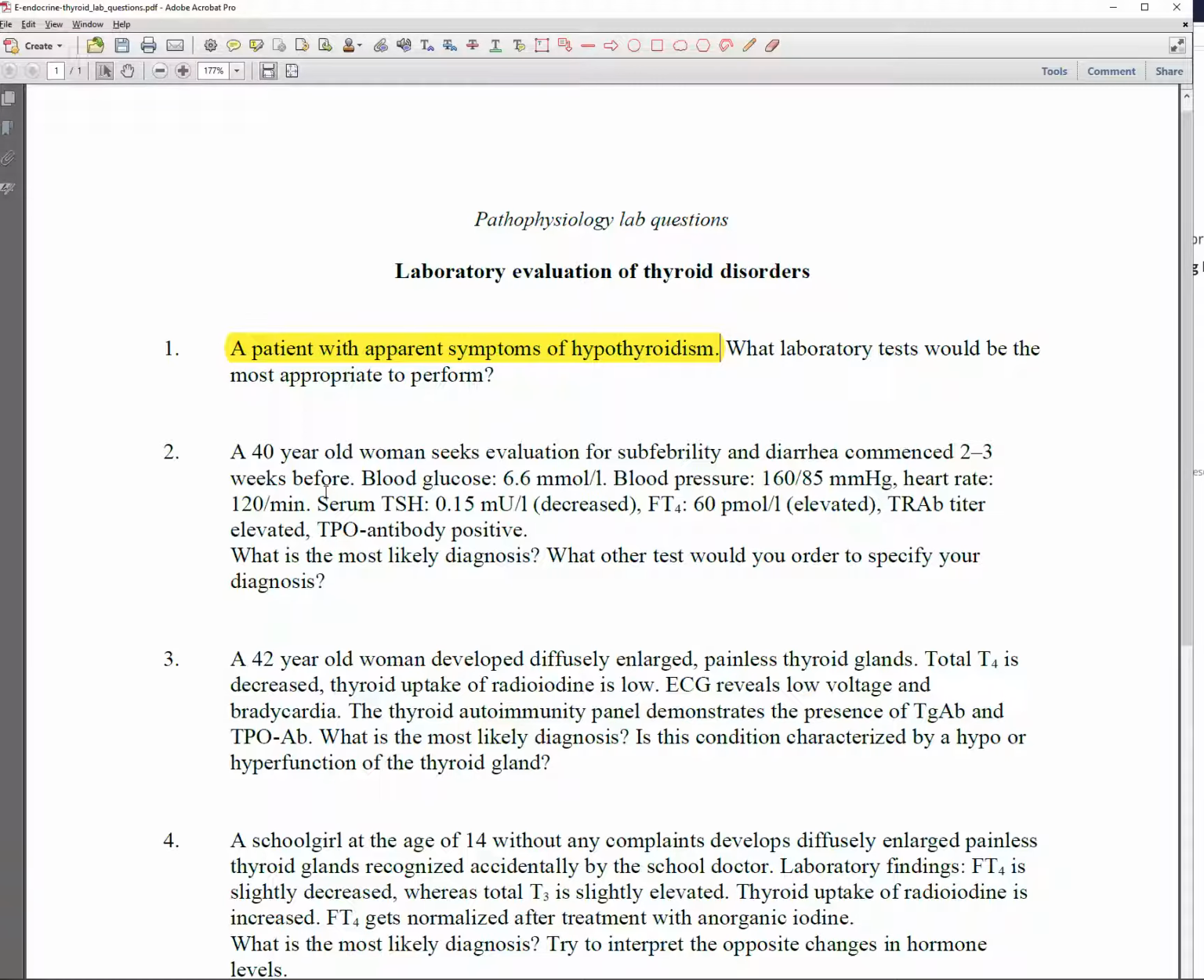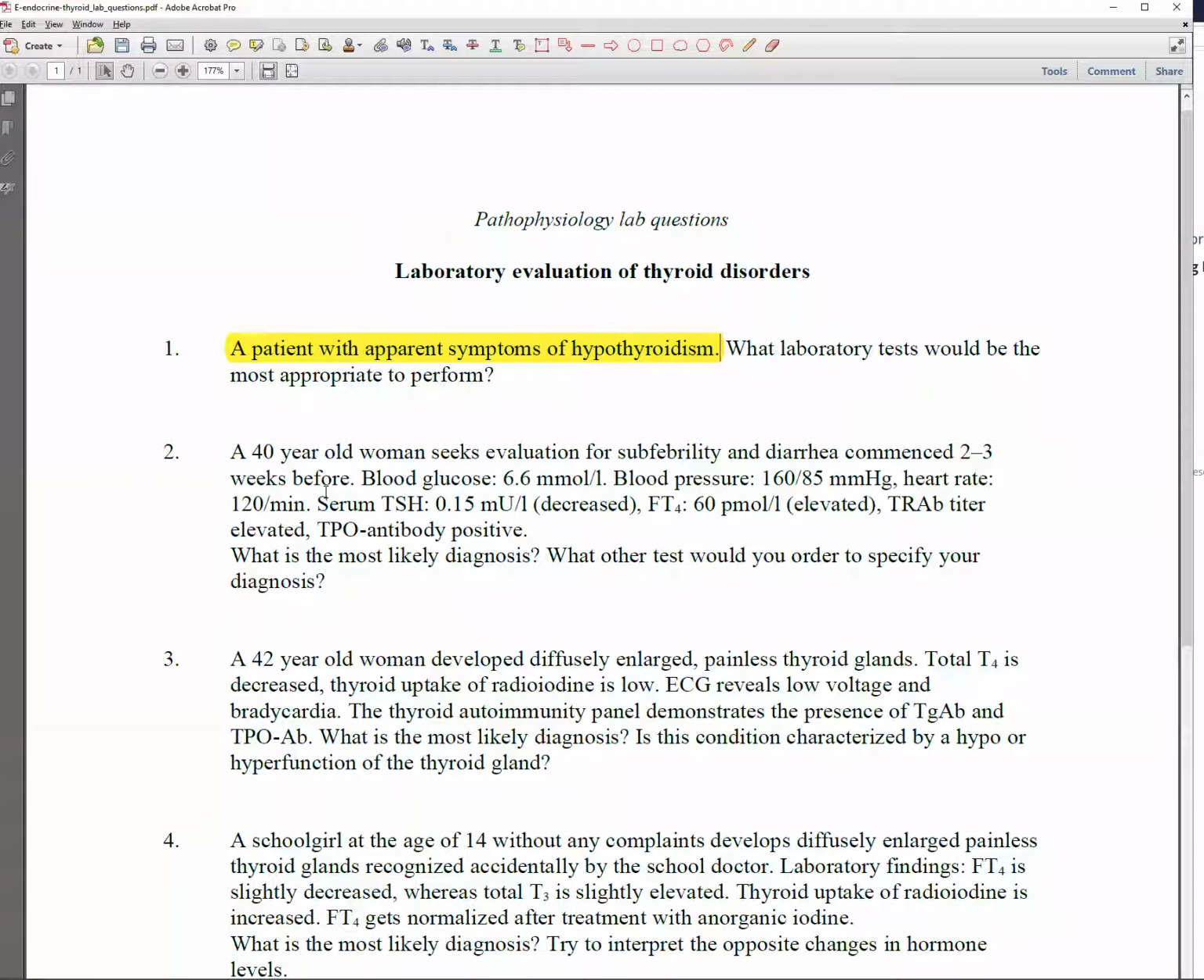The anti-thyroglobulin and anti-peroxidase antibody tests. This should be checked to rule out Hashimoto thyroiditis, for example. And additionally to these antibodies, what else?